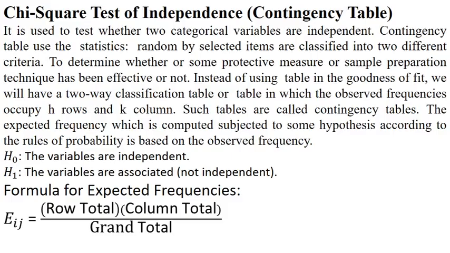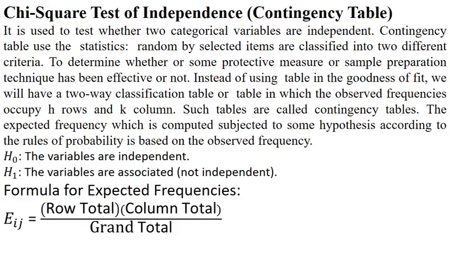Also, the second test is the chi-square test of independence, which is our contingency table. What do we use it for? We use the chi-square test of independence, our contingency table, to test whether two categorical variables are independent.